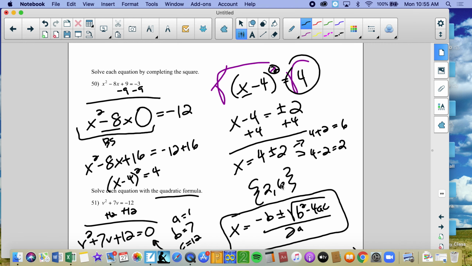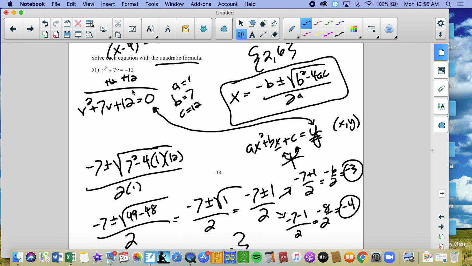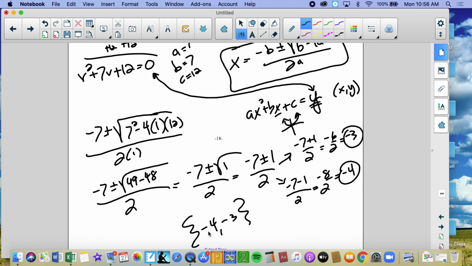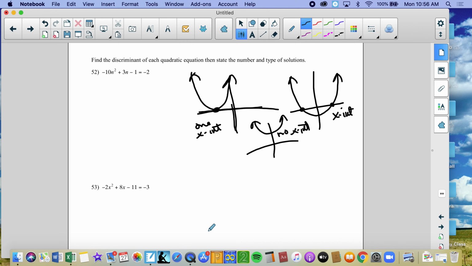We saw in this case, how many x-intercepts did we have for number 50? We had 2 and 6, because we plugged in 0 for y. We set it equal. So I know 2 points of this equation. We got 2 x-intercepts. So we want to know, going forward, find the discriminant. Well, the discriminant is determined by a portion of the quadratic formula. Remember, the quadratic formula looks like this.